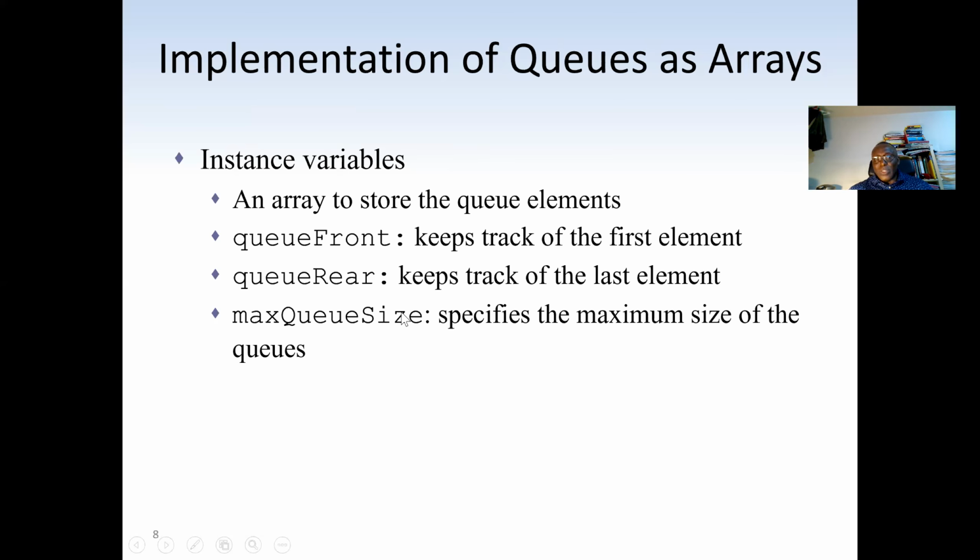So in this case, we need at least two variables, queueFront and queueRear, which will keep track of the first element and also the last element. queueRear is the last element. And in the implementation, we have maxQueueSize. Again, this is a variable to specify the maximum size of the queue. This will keep track of the size of the array.